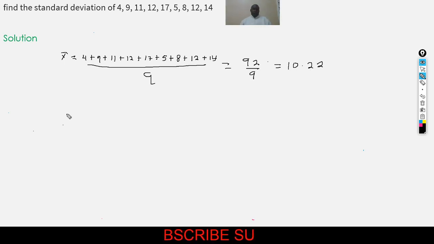Then from there, to make your work easier, you just make a table. You make a table of x. Then here we shall be having x minus the mean, that is x minus x mean. Then here we shall be having x minus x mean squared. You make this table.